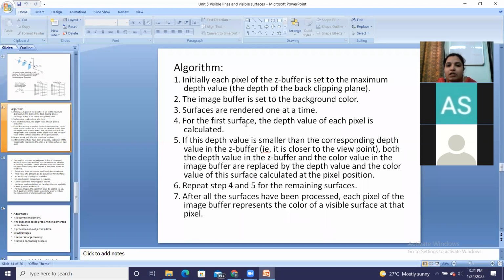Then for the first surface, the depth value of each pixel is calculated.